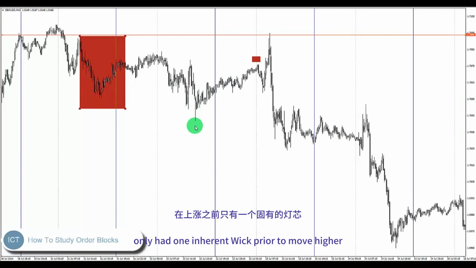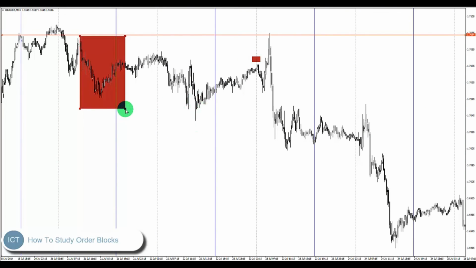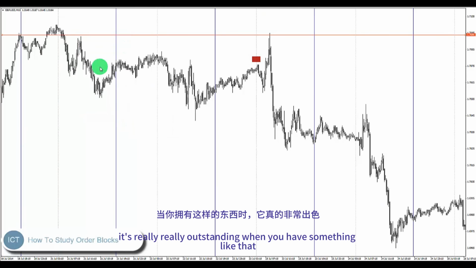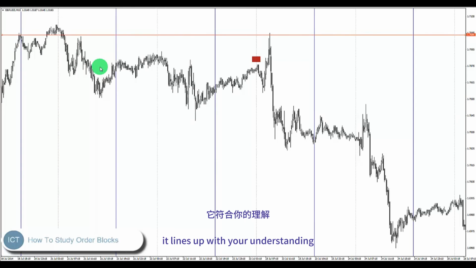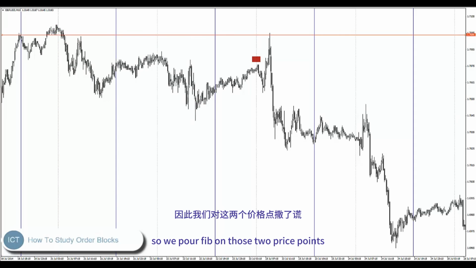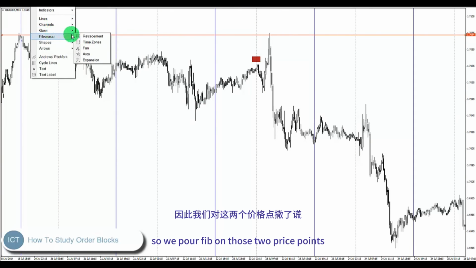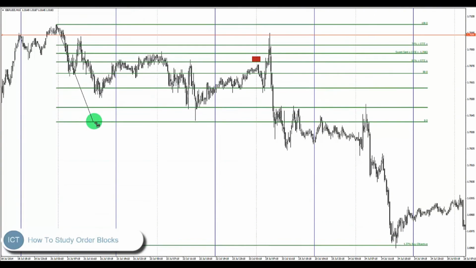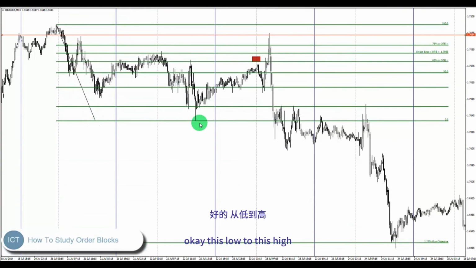Only had one inherent wick prior to the move higher. I only toss that in there because I love seeing it when it happens. It's really outstanding when you have something like that. It lines up with your understanding of where the market should be going. We have a market structure high here, bullish order block, and the parent price swing is down here, so we would pour a fib on those two price points. Okay, this low to this high.